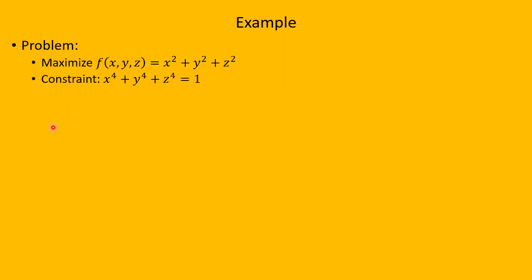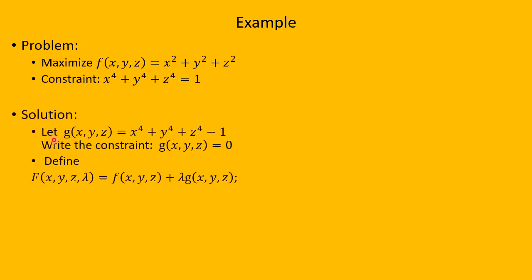Remember, we want the constraint to be the form g of x, y, z equals 0. So why don't we do the following? Let's let our constraint g of x, y, z, that function, be x to the 4th plus y to the 4th plus z to the 4th minus 1. I just subtracted 1 from both sides of this equation so that I had a function of x, y, and z equaling 0 on the right. And now our constraint, as I just mentioned, is g of x, y, z equals 0.